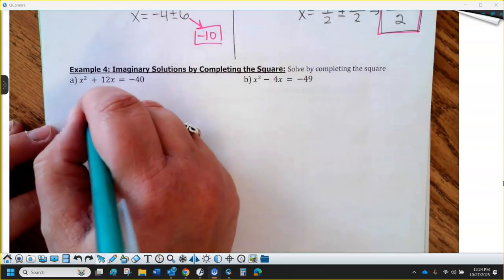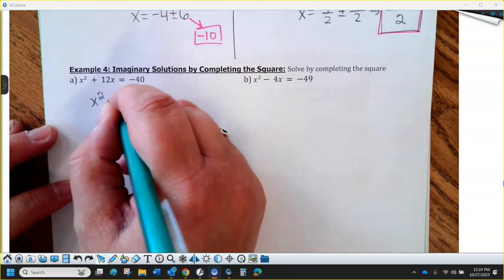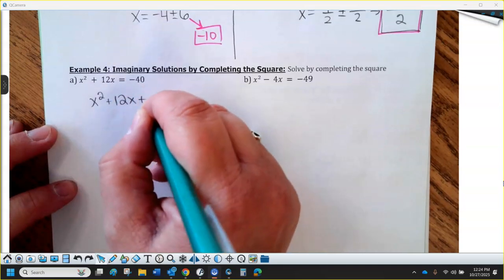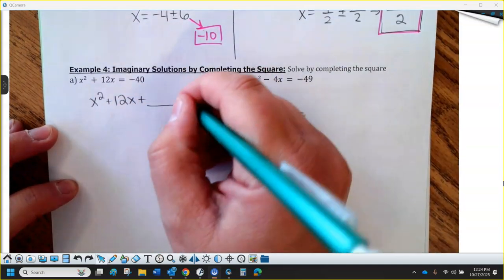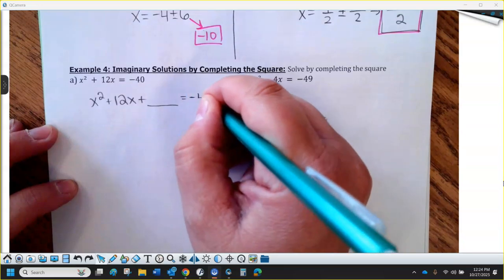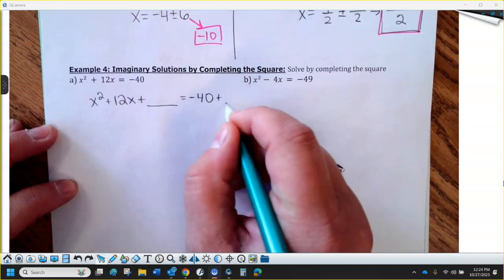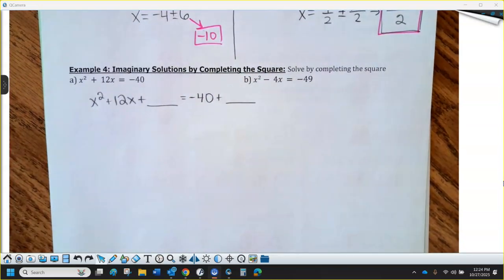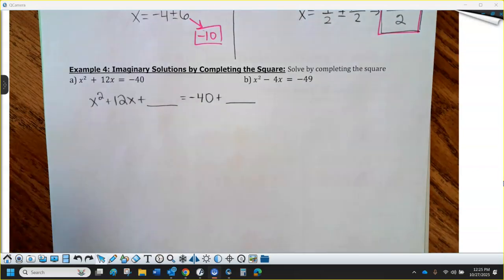Okay, so the first thing I would tell you to do is make sure your x squared term and your plain x term are on the same side. These should all be set up that way for you, so you don't have to move anything around. This is already set up. But I'm going to leave myself a space to complete the square. I'm trying to get that perfect square trinomial so my two factors can be the same, so I can write it as whatever squared.